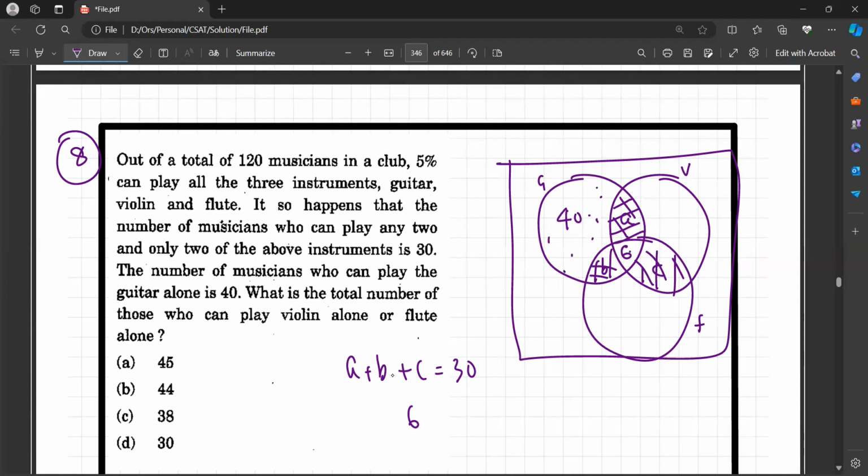Now the question is, what is the total number of those who can play violin alone, or means union, flute alone? That means this position and this position. Total is 120. Out of 120, we will subtract A plus B plus C, that is 30. Remaining is 90. From 90 we will subtract 40. The remaining is 50. From 50 we will subtract 6. That is 44. So the answer has to be 44.